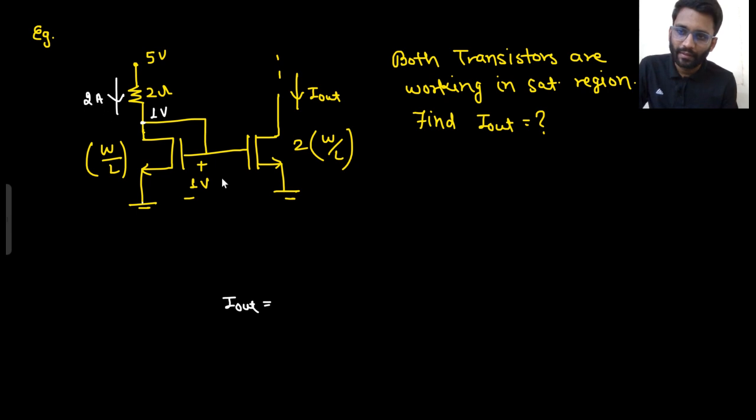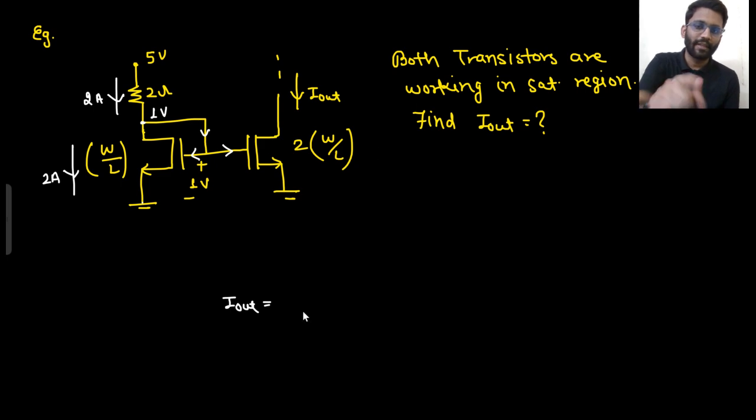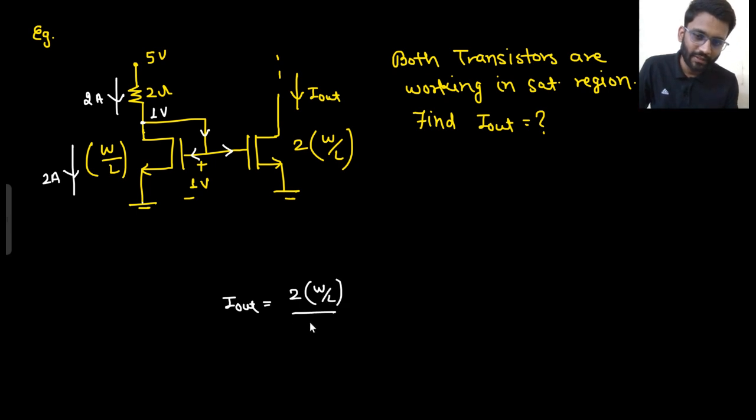Now is there any current here? No. 0 ampere current here, 0 ampere current here, so there will be 0 ampere current here. So the complete 2 ampere current is flowing through this transistor. So in the transistor, if 2 ampere current is there, what will be the current here? That would be 2 into W by L of this transistor divided by W by L into 2 ampere. So I out would be 4 ampere. That's it.